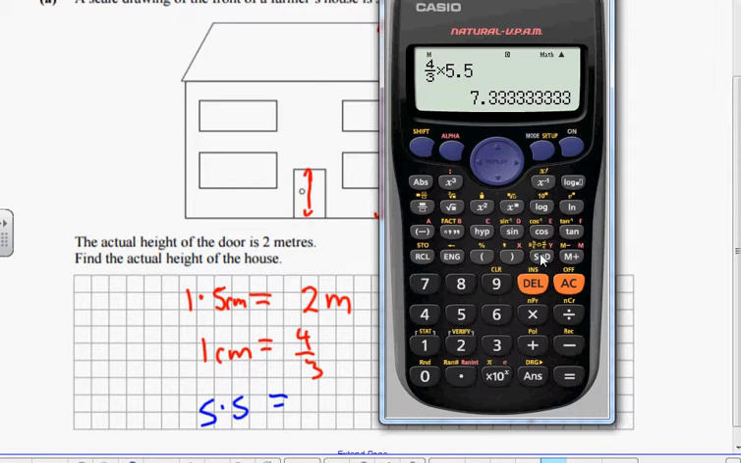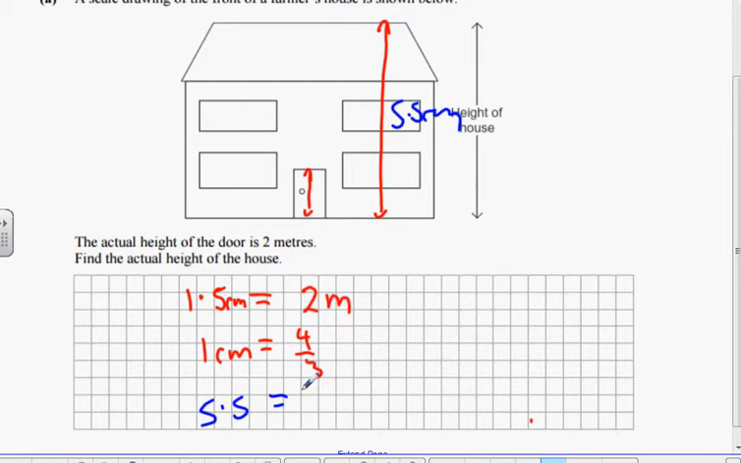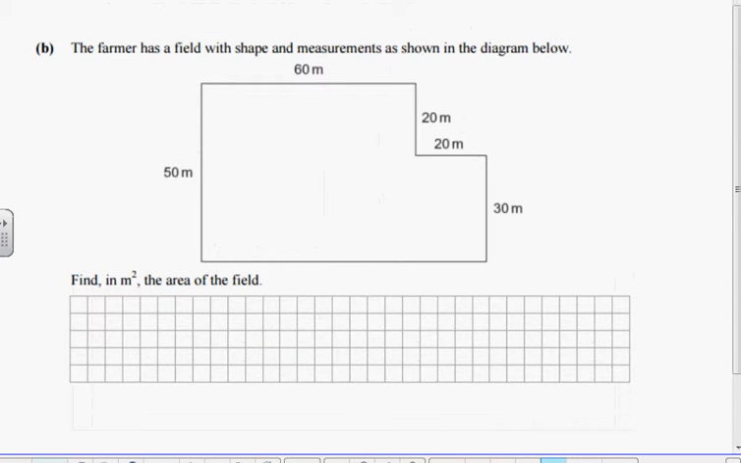Anybody get 7.3? I just said 7. Yeah, it's a lot to round off though, so 7.3 is the way to go. Okay.